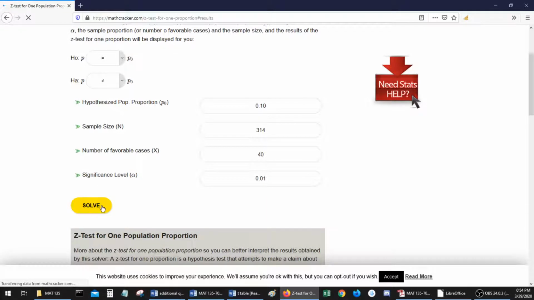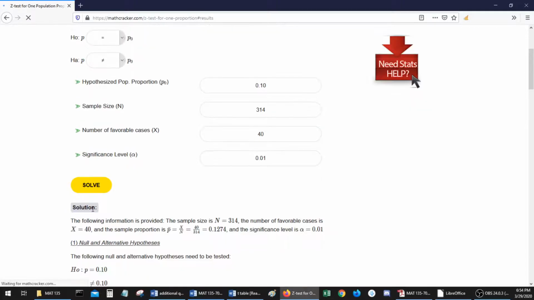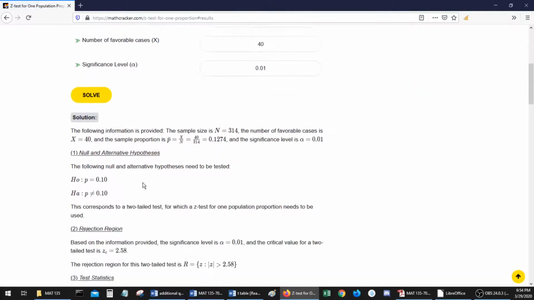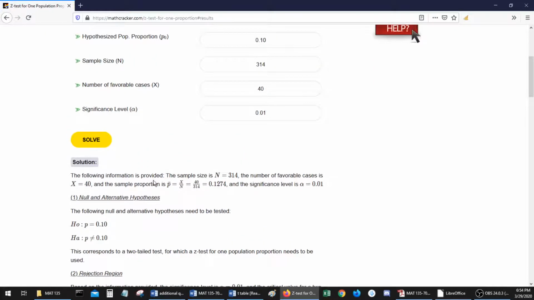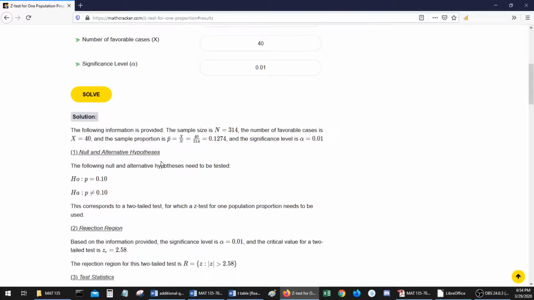It's not working. There we go. Okay, so if it doesn't work, just click it a couple times, okay? So here we go. Here's our solution.